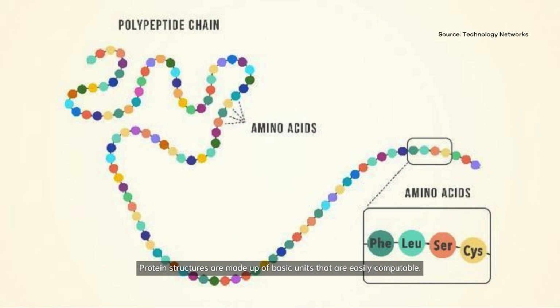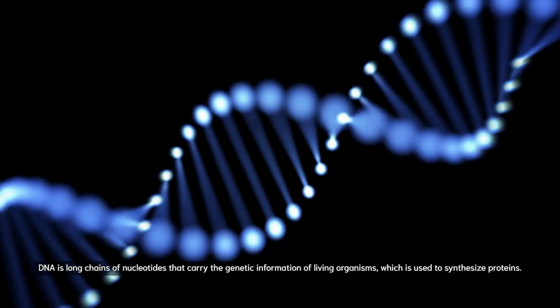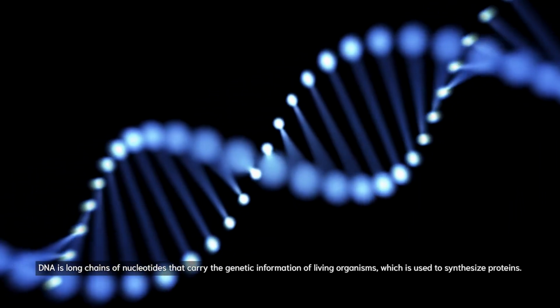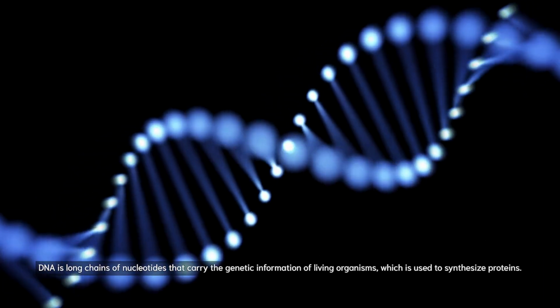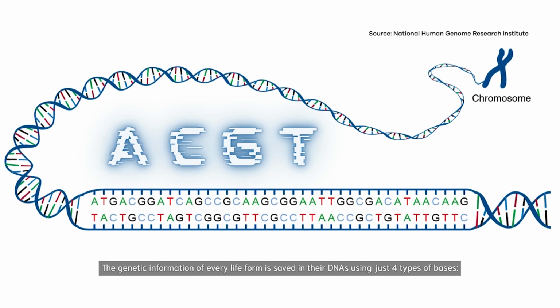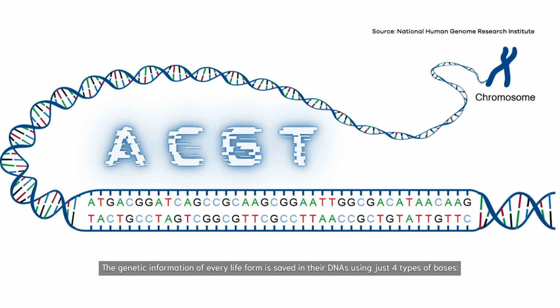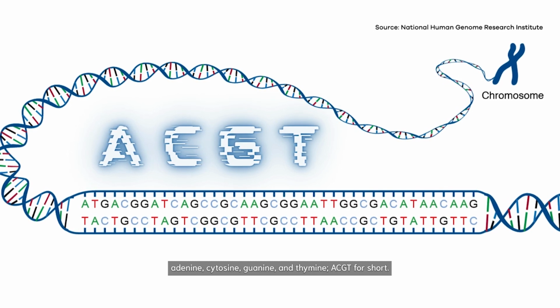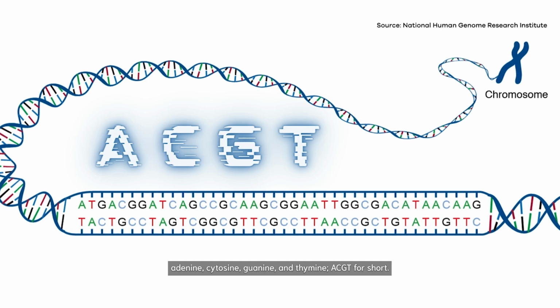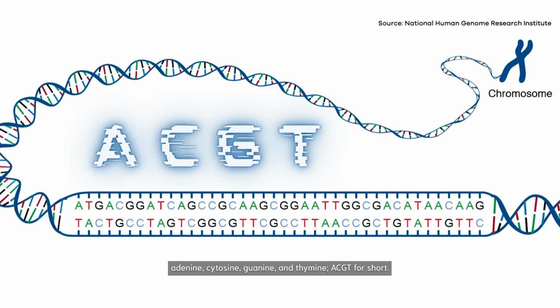Protein structures are made up of basic units that are easily computable. DNA is long chains of nucleotides that carry the genetic information of living organisms, which is used to synthesize proteins. The genetic information of every life form is saved in their DNA using just 4 types of bases: adenine, cytosine, guanine, and thymine, ACGT for short.